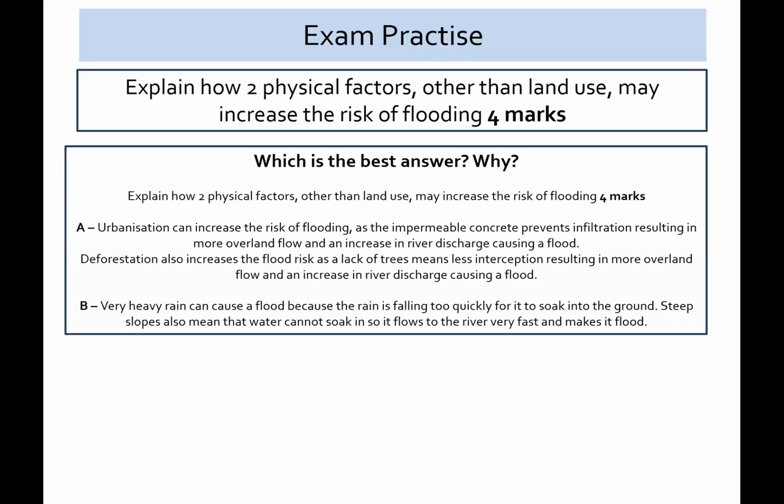What they don't do is explain fully how that increases the flood risk. The very heavy rain, it needs to say that it falls too quickly, so infiltration can't happen. This means overland flow occurs, water gets into the river more quickly, causing a flood. Same with the steep slopes. So that's why that is not a perfect answer.